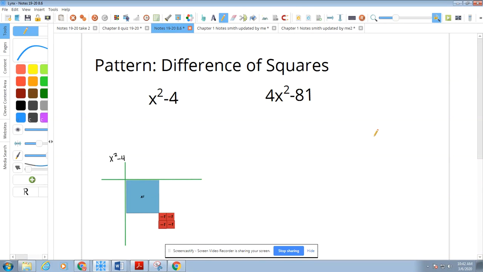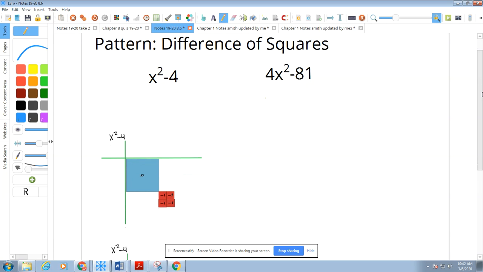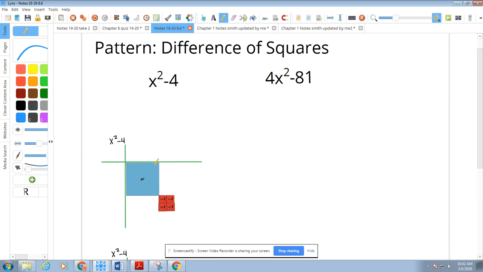This pattern is the difference of squares pattern. Again, you can always do this using the grouping method, but this is more efficient if you can recognize and use this pattern. So here, I wanted to show you a little more about the algebra tiles.